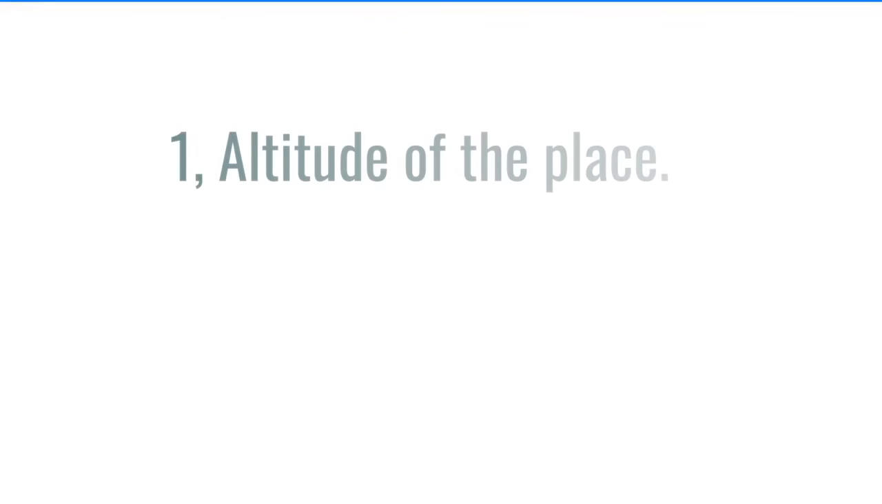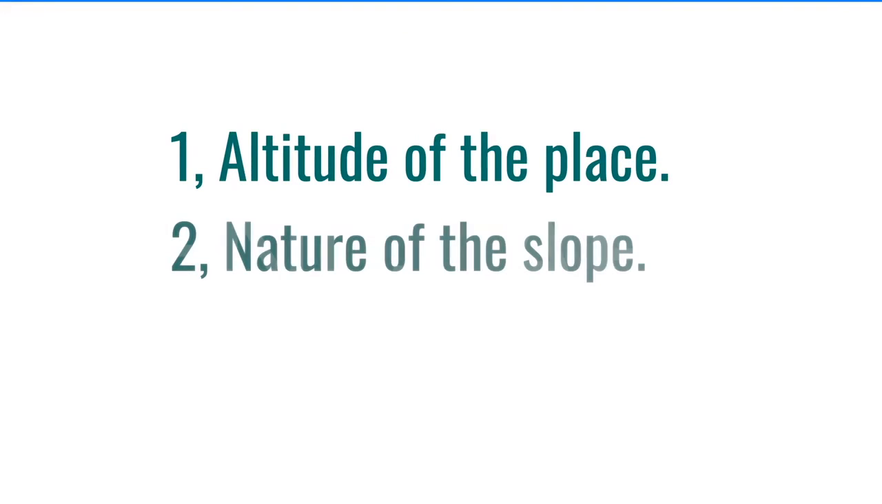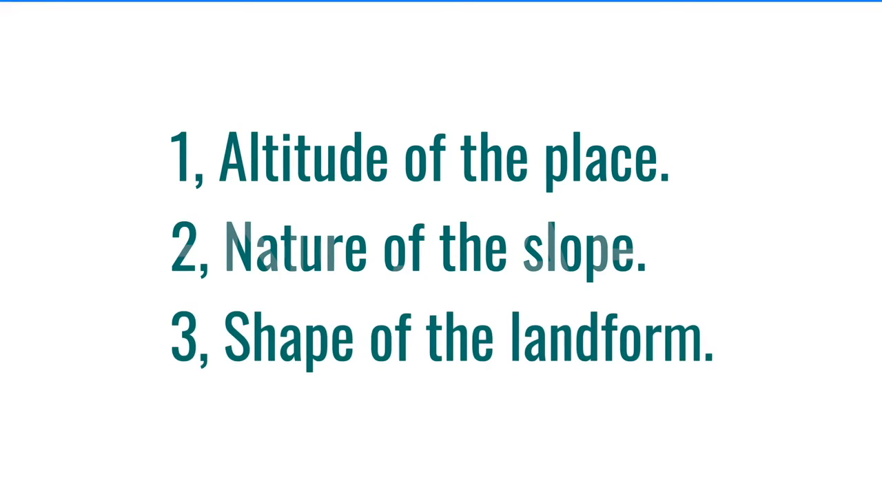Just like this, three things can be assessed from contour lines in topographic maps. First one, altitude of the place. Second one, nature of the slope. And third one, shape of the landform. Let's see how the shape of landforms can be identified using contour lines. There are two methods for this.